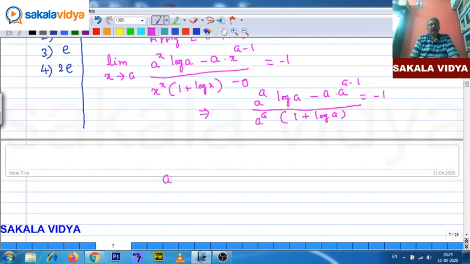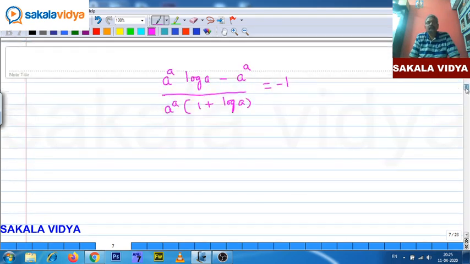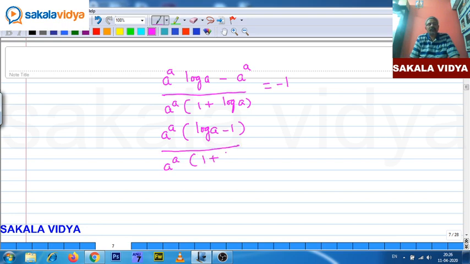Now here you see a to the power of a log a minus a into a power a minus 1. A into a power a minus 1 is a power a. By a power a into 1 plus log a equals minus 1. And next we have a power a common, we have log a minus 1 by a power a into 1 plus log a equals minus 1. Now a power a gets cancelled.